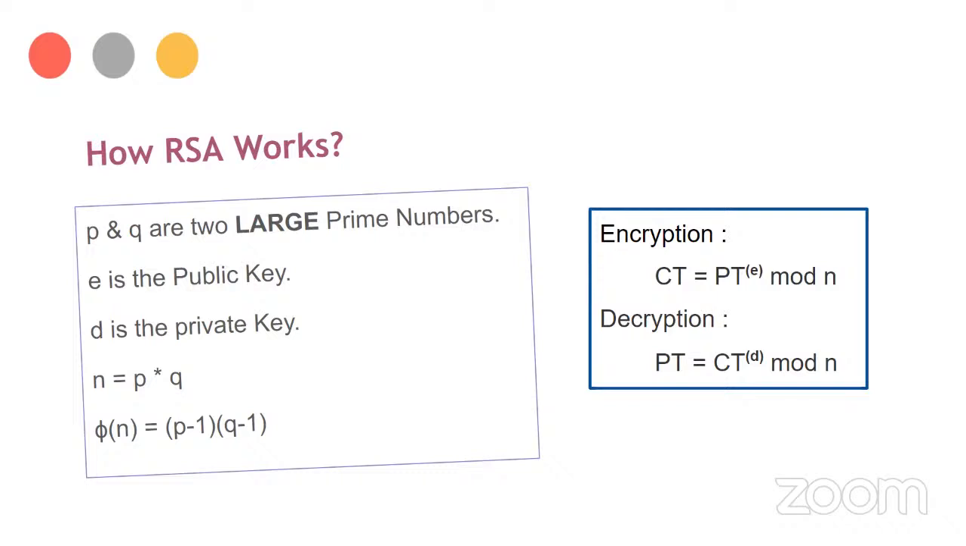Here I have written CT and PT for cipher text and plain text, because we already have the P value, and I did not want to mix it up with small p and capital P. So what we do is take the cipher text and equate it to the plain text to the power of E. E is the public key, which is known to everyone. And we take the mod of N, which is P into Q. The decryption function is very similar: PT equals CT to the power D mod N.